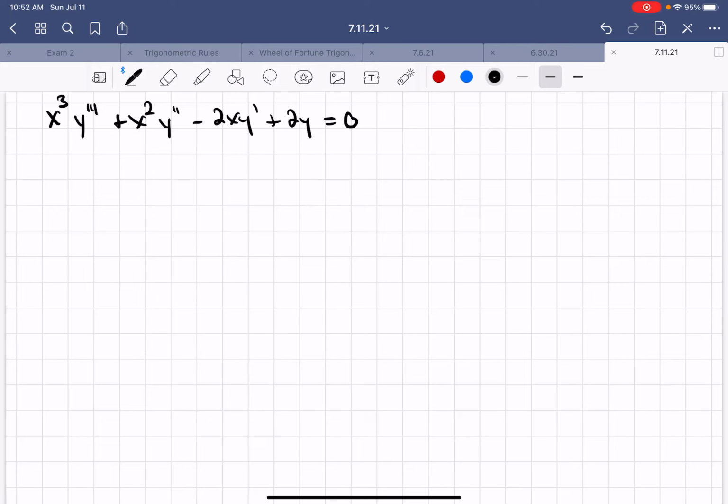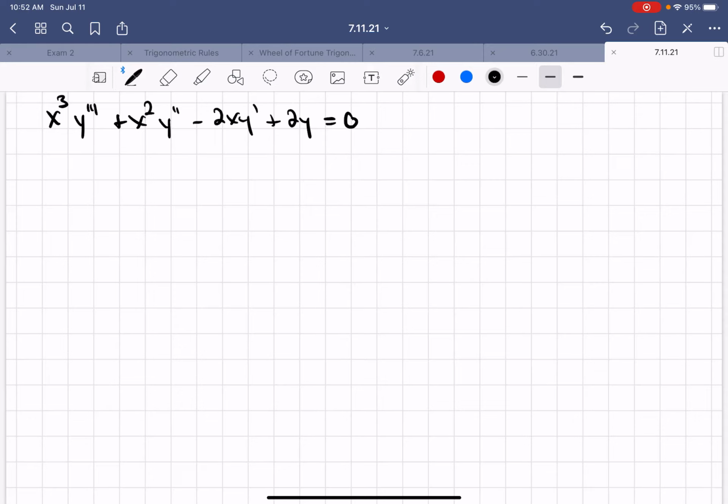Today we're going to be solving another differential equation. So right now what we have presented is x cubed y triple prime plus x squared y double prime minus 2x y prime plus 2y equals 0.